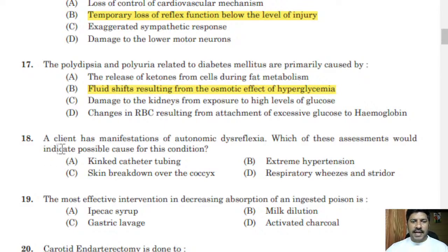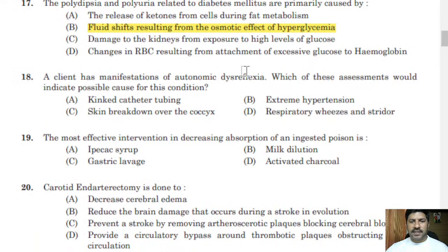18th question. A client has manifestations of autonomic dysreflexia. Which of these assessments would indicate a possible cause for this condition? So usually urinary retention or urinary obstruction may cause autonomic dysreflexia. So the first option, a kinked catheter, will cause obstruction of urine. So that will lead to autonomic dysreflexia.